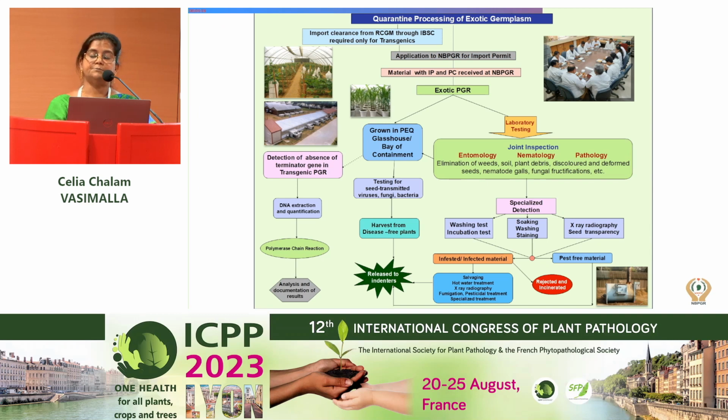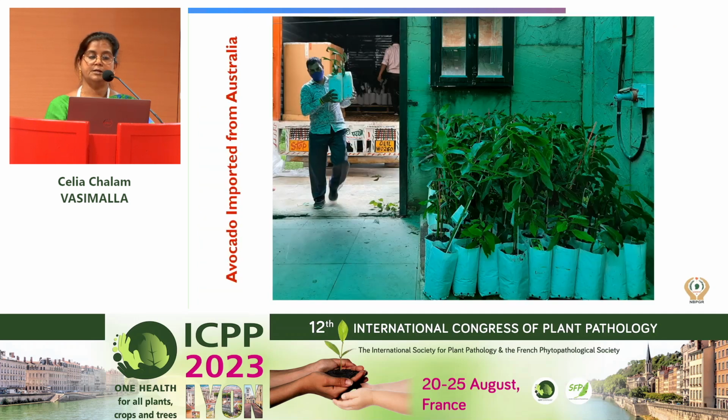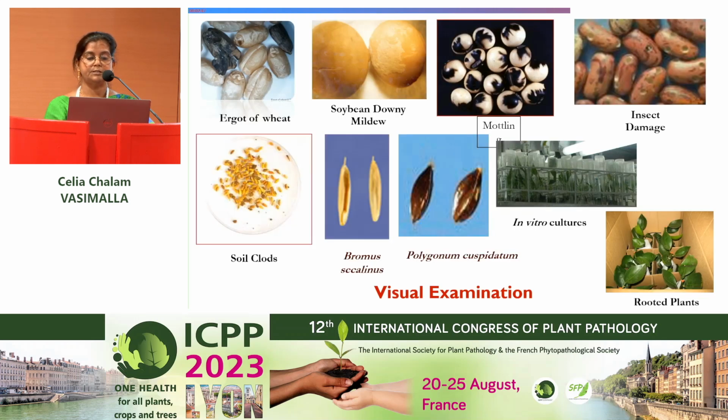And the transgenic germplasm is grown in a containment facility, which is of BSL2 level, and then tested for pests and also the terminator gene. So the testing for GMOs is also part of quarantine in India, the germplasm. And this is where all the scientists look for the symptomatic seeds, and all the symptomatic seeds are removed. This is just an example of avocado from Australia.